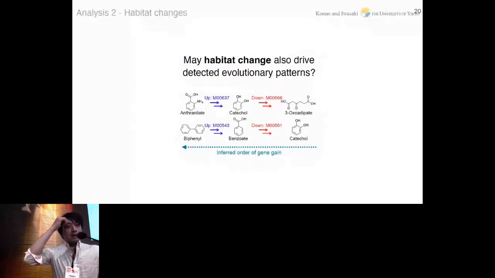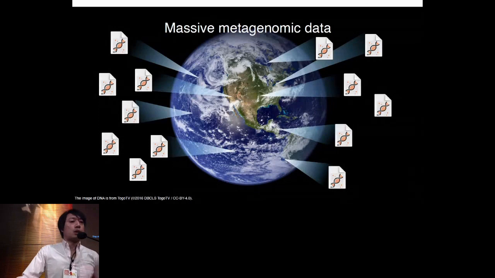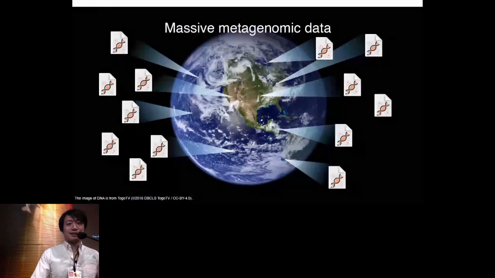Okay, so we also have many other types of data. So we extended our analysis by combining different types of data. And because evolution is heavily affected by environment, we first questioned if habitat or environment affected the evolutionary orders or evolutionary prediction. So we first collected metagenomic data that were obtained by researchers around the world. There are tons of metagenomic data in public databases, but they were forgotten after the papers were published. So we reused those datasets.